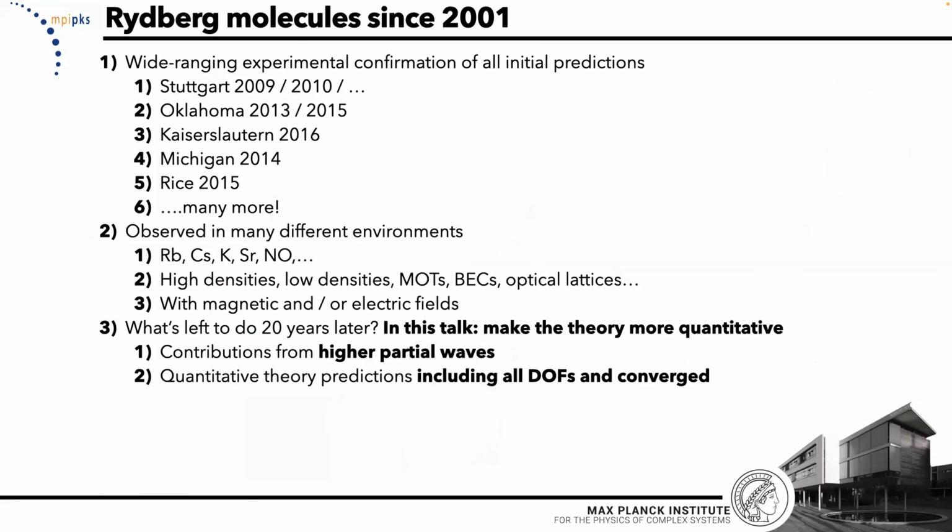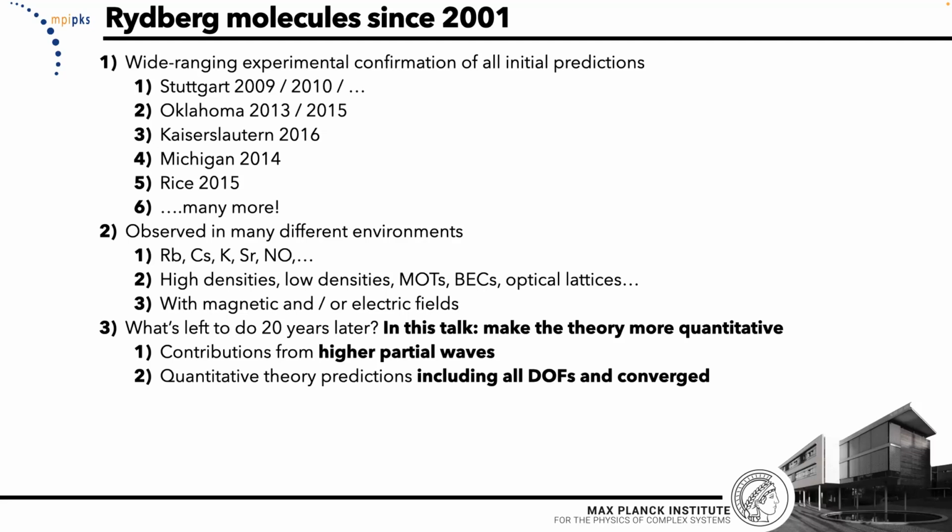They've been observed in many different species. You even heard about these negative ion molecules from Rosario's talk today, and other molecular perturbers, at all different kinds of densities and in different situations: BECs, optical lattices, and so on. So this leaves us to wonder what's left to do now, 20 years afterwards.